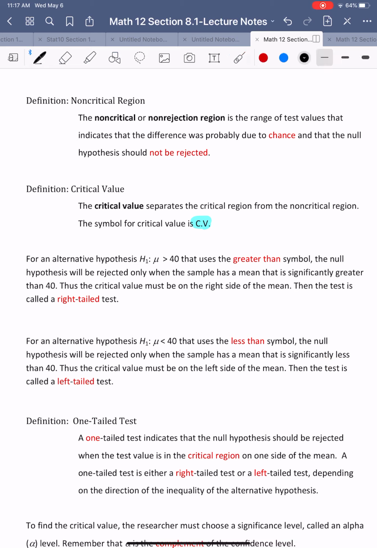The null hypothesis will be rejected only when the sample has a mean that is significantly less than 40. So on the first one, when you have a normal curve, this is the critical region for the right tail, and for the left tail, this region is the critical region. A one tail test indicates the null hypothesis should be rejected when the test value is in the critical region on one side of the mean. In a one tail test, it is either a right tail test or left tail test, depending on the direction of the inequality of the alternative hypothesis.